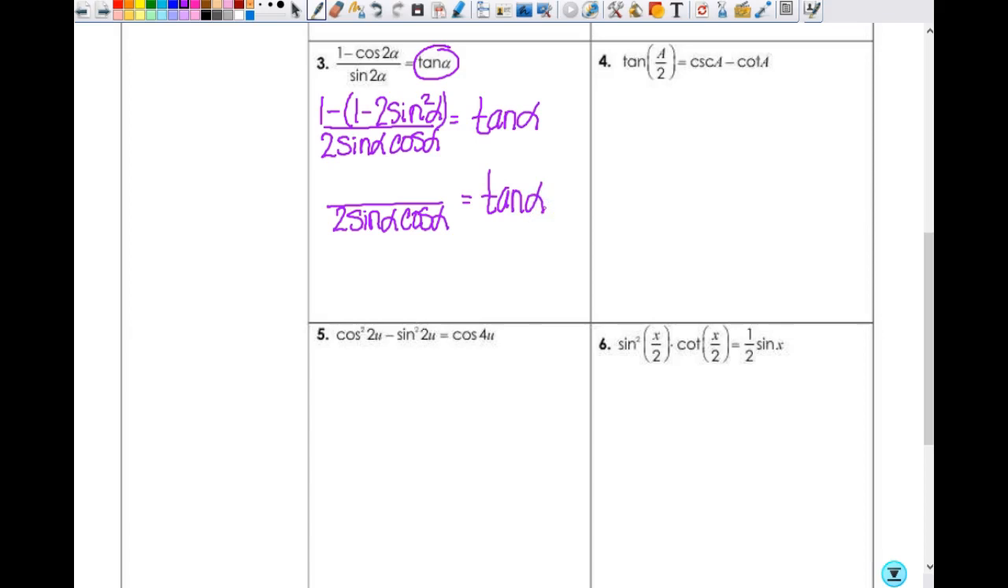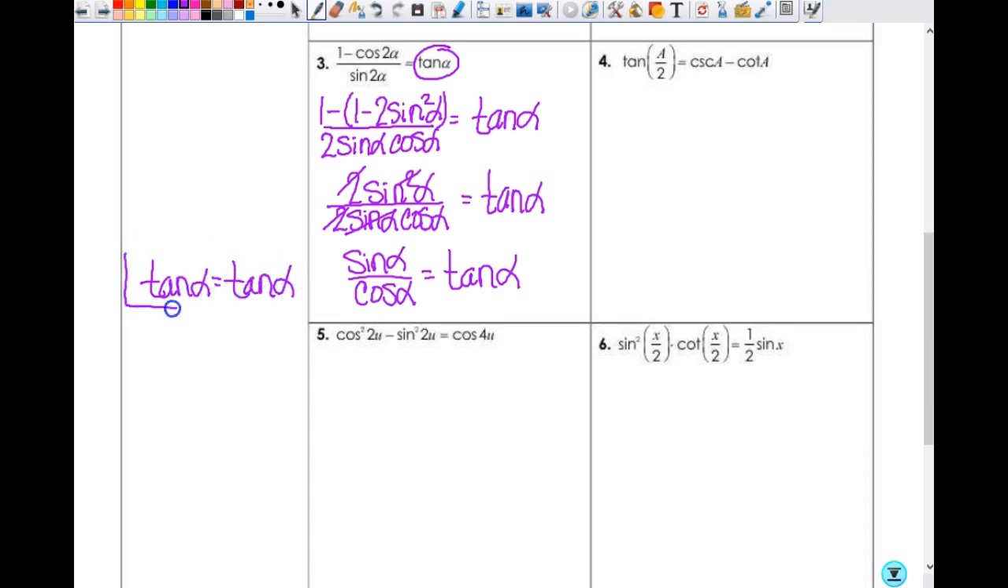And then what am I left with in the numerator? 2 sine squared alpha. Is it positive or negative? Positive. Okay. So there's what I've got. So now I can reduce some. I can cancel the 2's out. I can cancel the sine in the denominator with one of the ones in the numerator. So now I have sine alpha over cosine alpha equals tangent alpha. And then what is sine over cosine? Tangent. So tangent alpha equals tangent alpha.